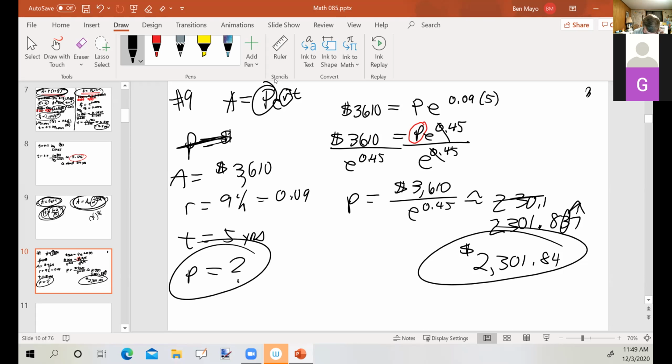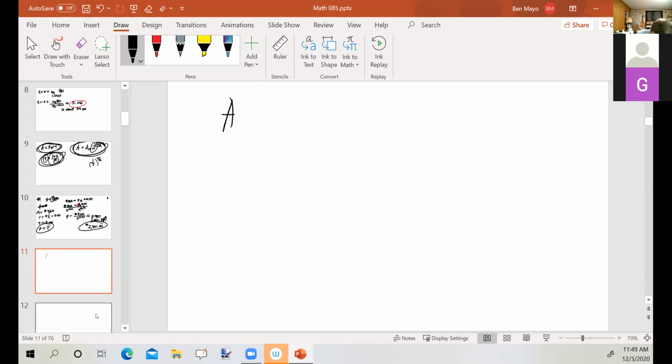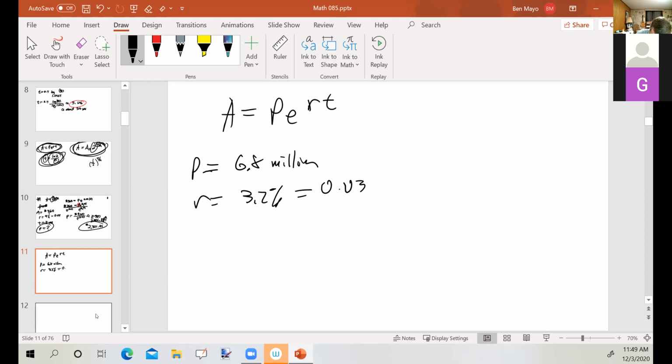Okay, I don't know if that makes sense. Let's just make one up. Say the population was 6.8 million, and the growth rate is 3.2%, and time is 10 years. So we've got a population of 6.8 million growing at a rate of 3.2% annually for 10 years. What's the new population?